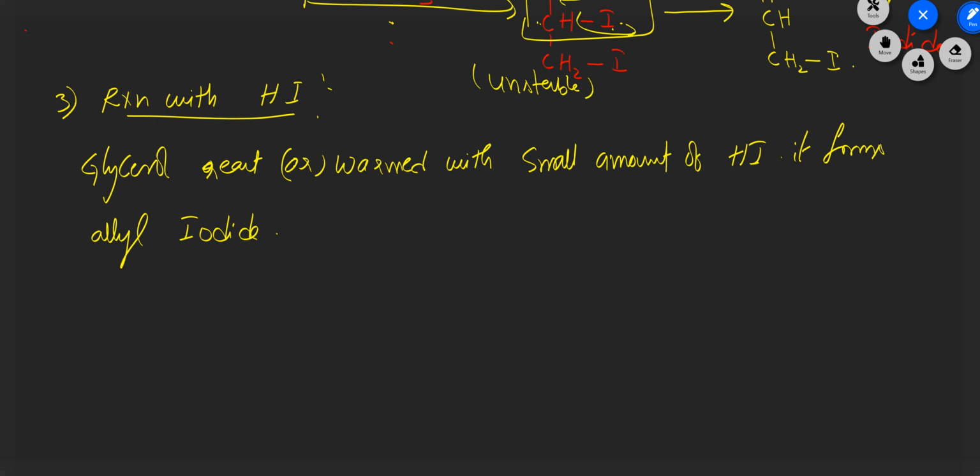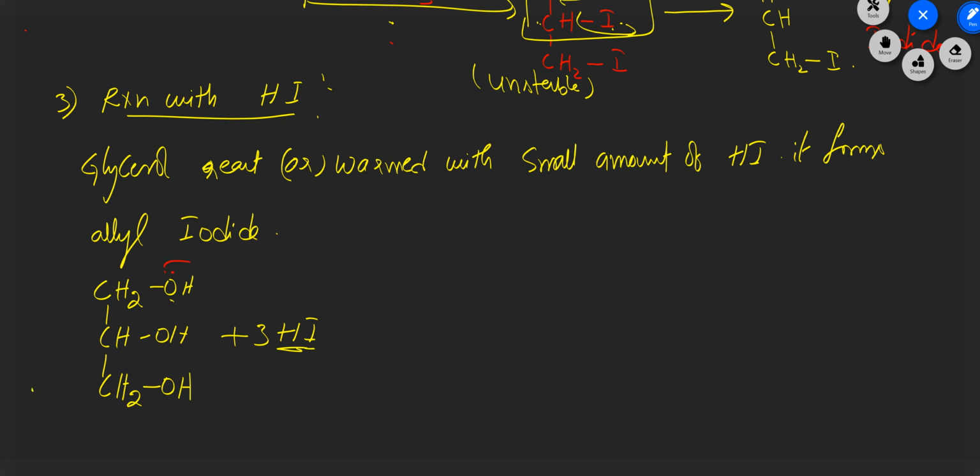CH2OH, CHOH, CH2OH I have taken. This one is glycerol. I am reacting it with HI, taking 3 moles. If I take 3 moles, what happens? HI is an acid, so it releases the H plus ion. That H plus ion attacks the OH. The lone pair of oxygen takes that H, and it forms a water molecule here, right?